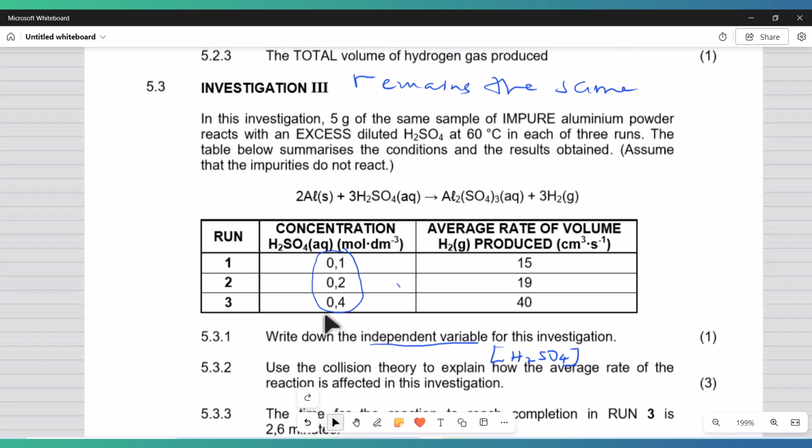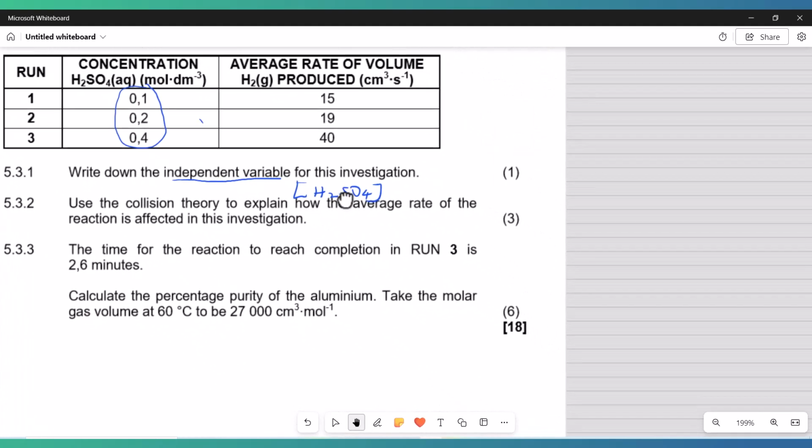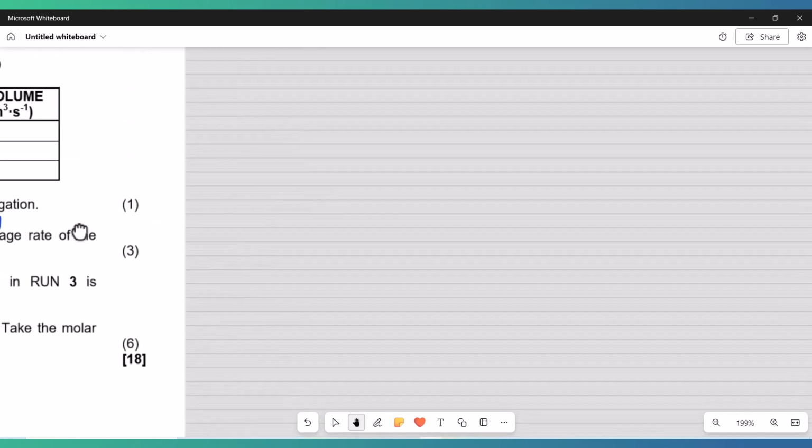Okay, that is question 5.3.2. What do we say here? We explain like this. There is an increase in the particles of sulfuric acid, an increase in sulfuric acid particles because of the increased concentration.